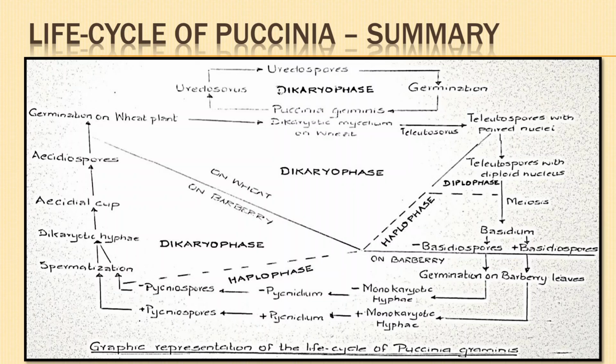wheat plant. So today we have learnt in detail about the fungus Puccinia graminis, which is a heteroecious species with two distinct alternate host plants, namely wheat and barberry. The formation of different types of spores, namely urediospores, teliospores, basidiospores, pycniospores, aeciospores. We have also learnt about the life cycle of Puccinia graminis with the help of flowchart, diagrams, and graphic representation.